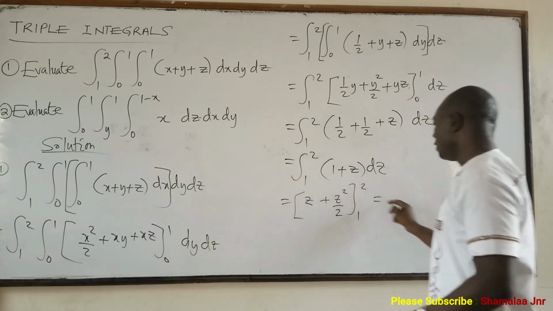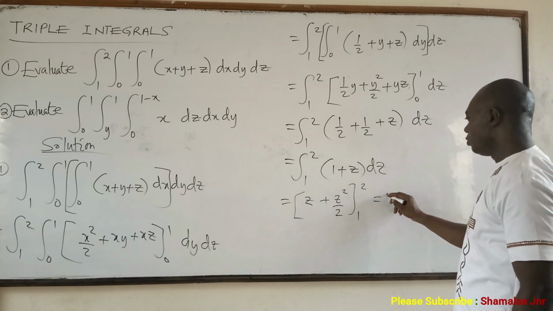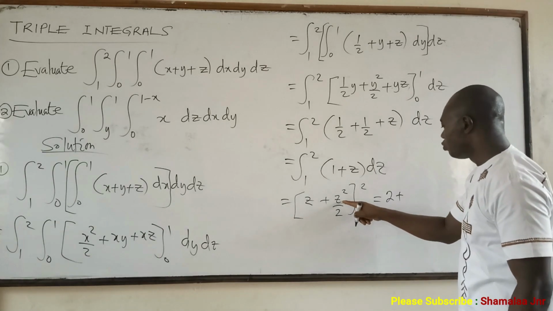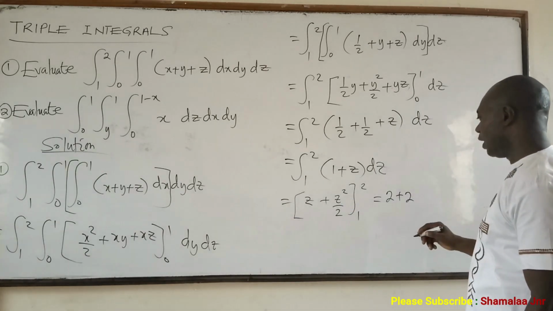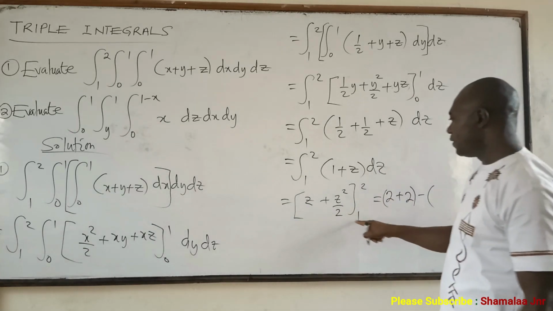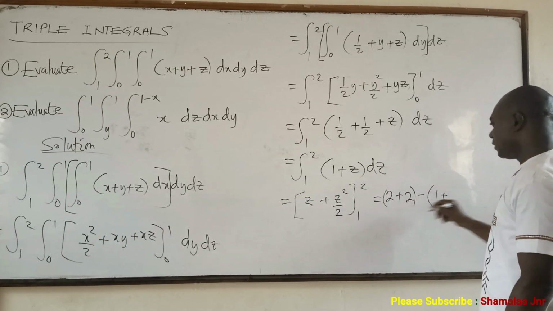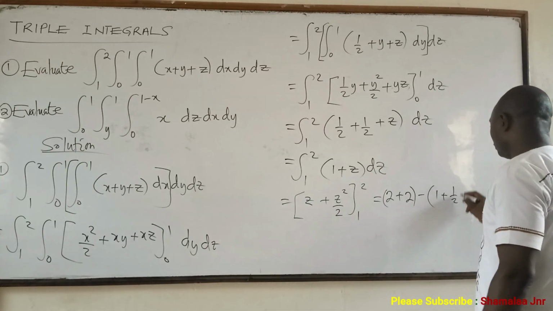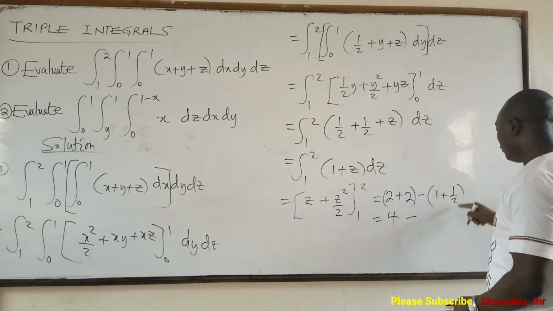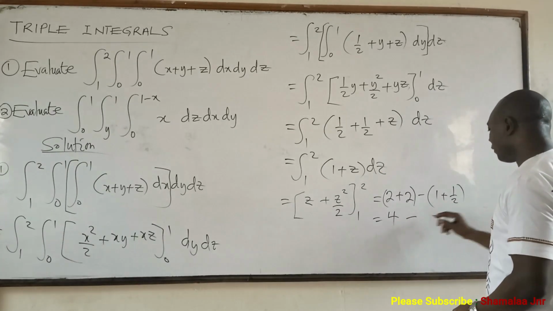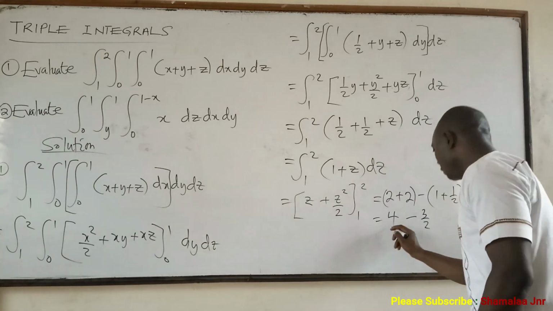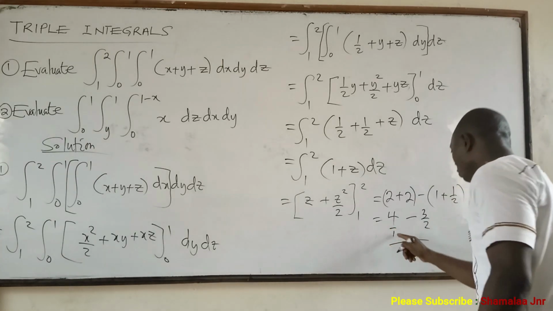1 to 2. When you put 2 here, you are going to get 2 plus, this one will be 2 squared, that is 4, over 2. And that is 2. Are you seeing it? Minus, when you put in 1, wherever you see z, this one will be 1 plus 1 over 2. So this is 4 minus, now 1 plus 1 over 2 is 1.5, and 1.5 is 3 over 2.